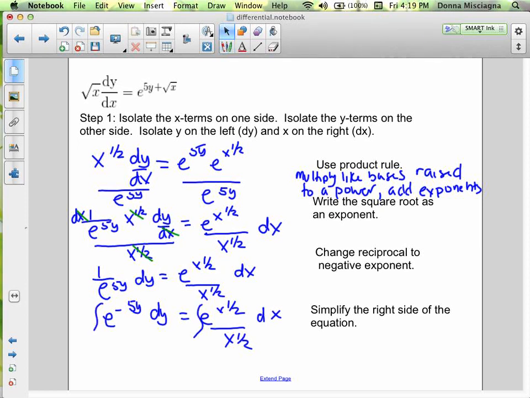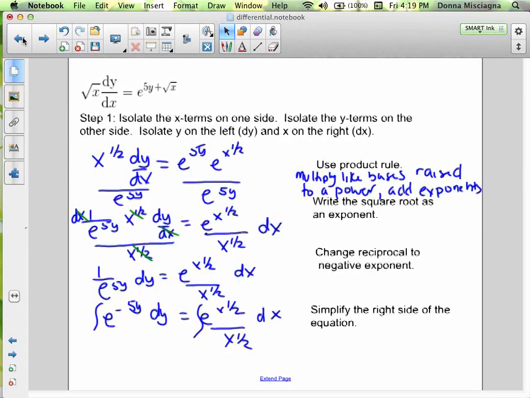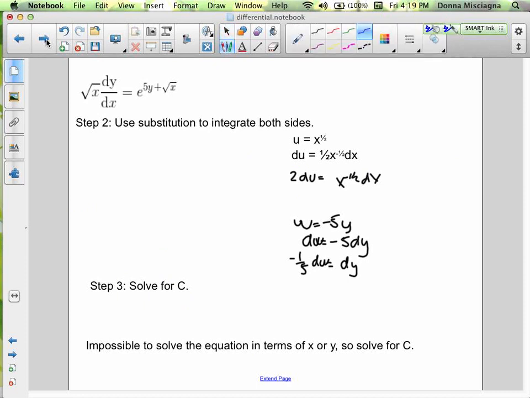We have to do u substitution on the right-hand side. Let me see if I have space on the next page. Yeah, I did. All right, so I'm going to continue this problem on the next page because I am running out of space here. So I have e to the negative 5y dy equals e to the x to the 1/2 over x to the 1/2 dx.